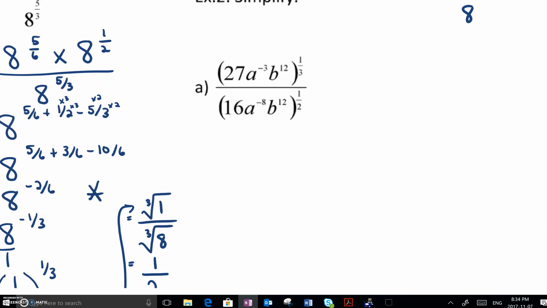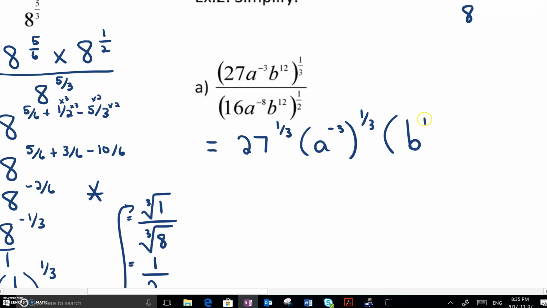So in order to start this, remember what I said, that when you have variables and you have numbers, split them all up. So what we're going to do at this point is take this 27 and put it to the power of 1 over 3. We're also going to take this a to the power of negative 3 and put that to the power of 1 over 3, and take the b to the power of 12 and make that to the power of 1 over 3. So all I did here was distribute in order to split them all up.